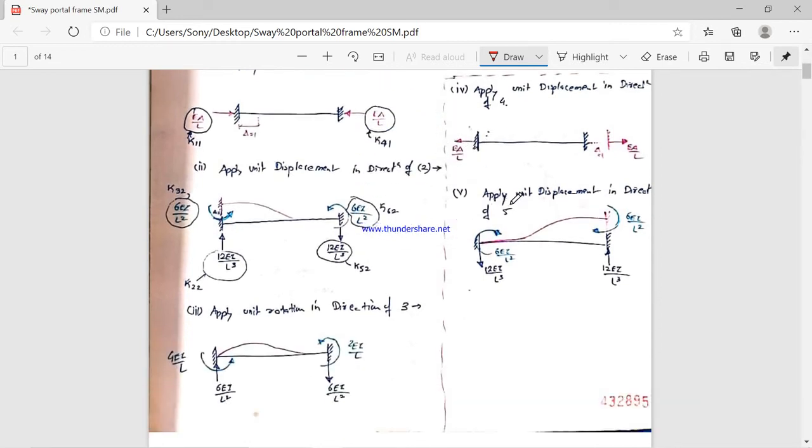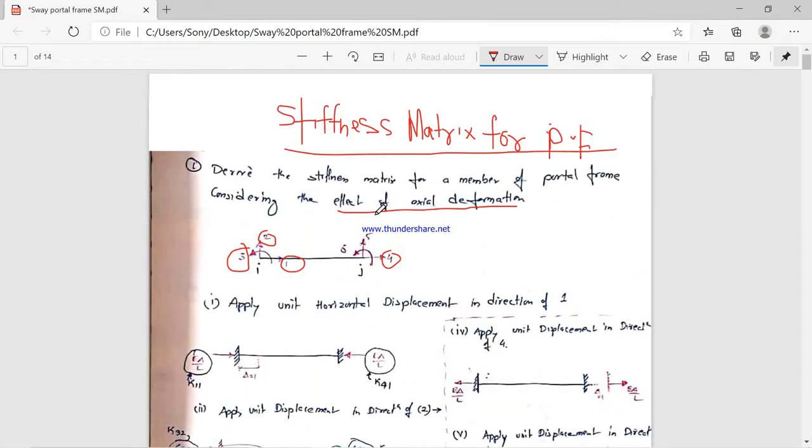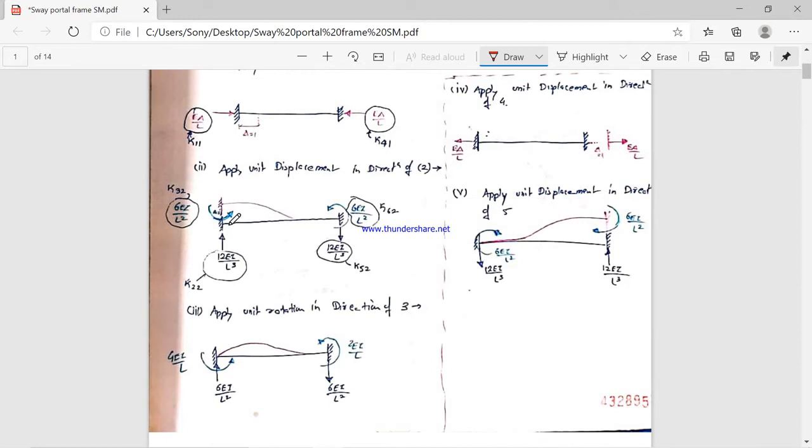Okay, second, apply the unit displacement in the direction of 5. This is vertical 5. So what will happen if you see that here it was an anti-clockwise movement formed at the I node, here it will be formed at the J node. And again here a clockwise movement will be formed. Here it was an anti-clockwise movement, and 6 EI by L square.